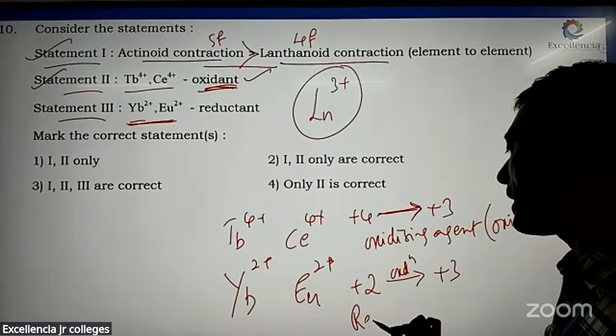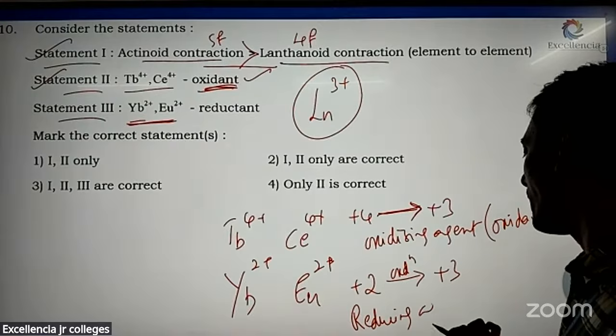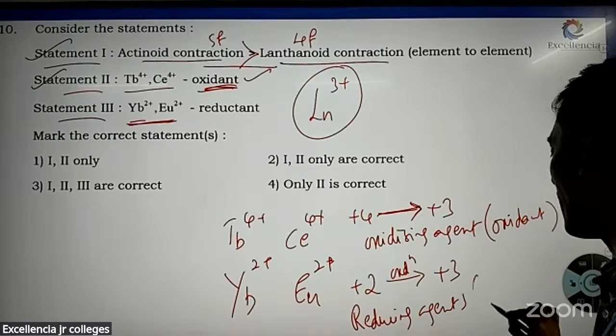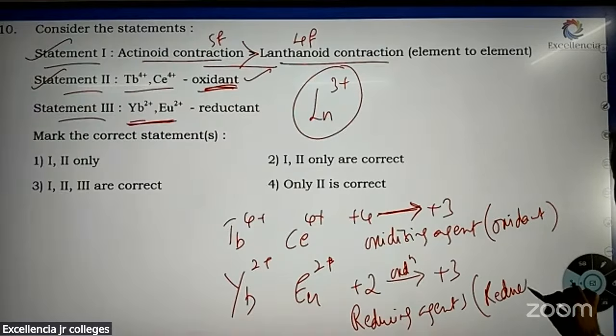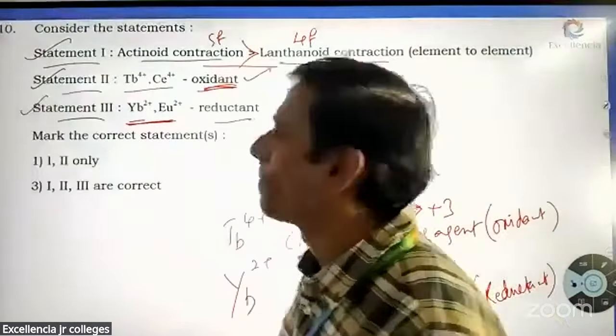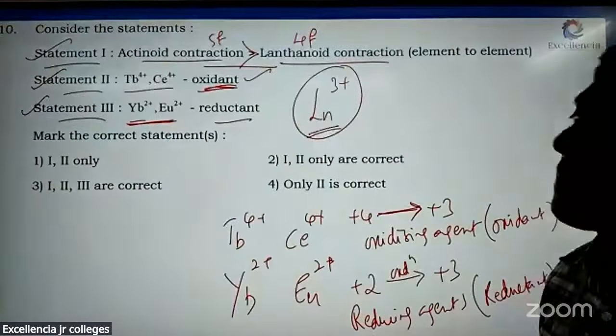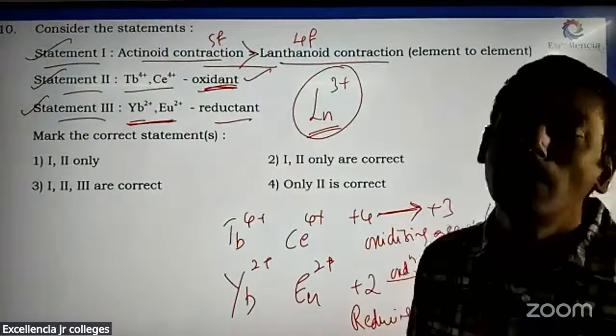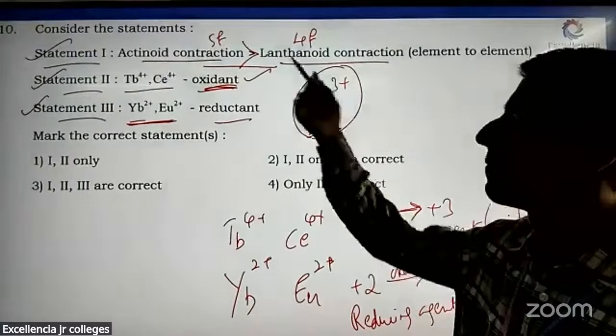Oxidation means they are acting as what? Reducing agents, which means nothing but reductant. So again it becomes a correct statement. Lanthanides are stable in the +3 oxidation state, that is what we are learning. That's all. Based on that, the question is framed.